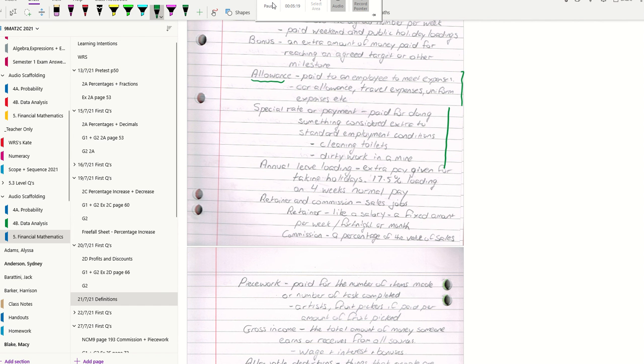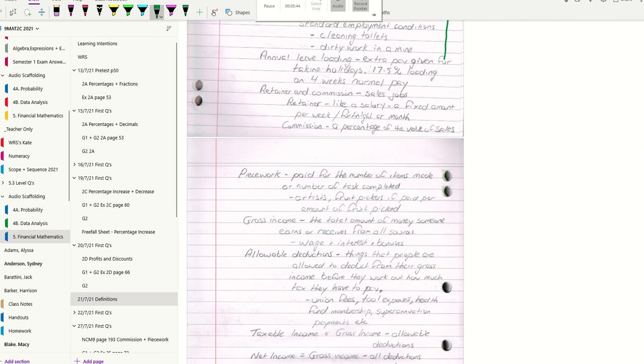So it is worked out to be 17.5% loading. So when you're on holidays, instead of getting 100% of your salary, or your salary times one, you get 117.5%. So your weekly salary times 1.175 is how much you are paid each week, and it is paid for four weeks.